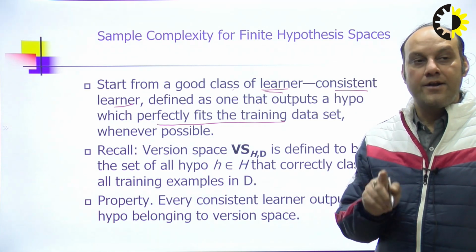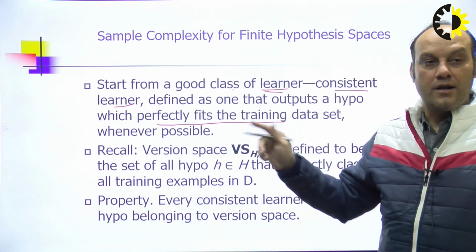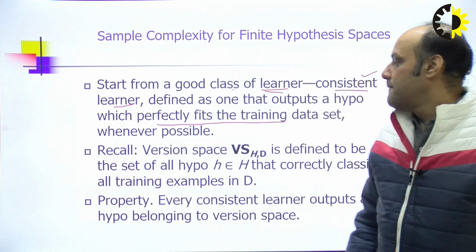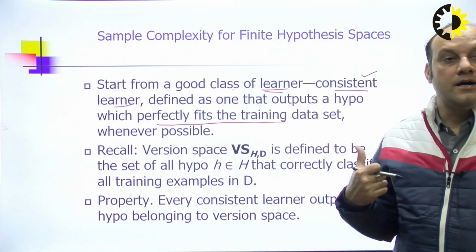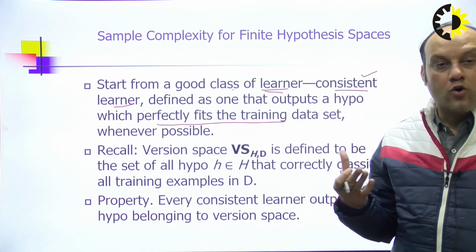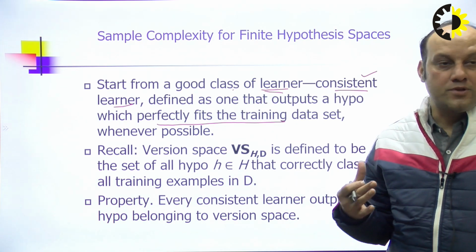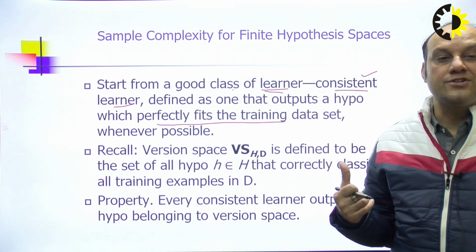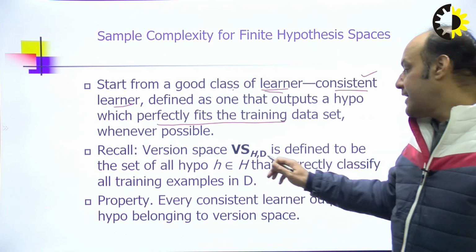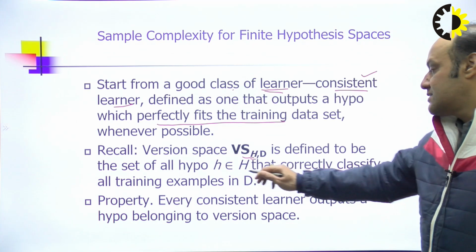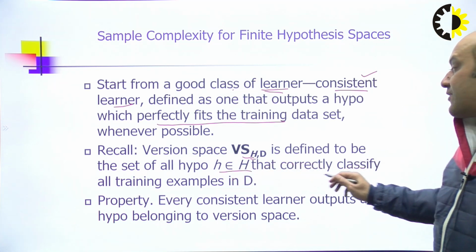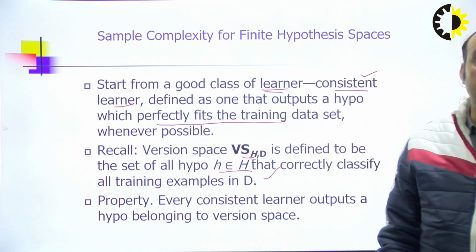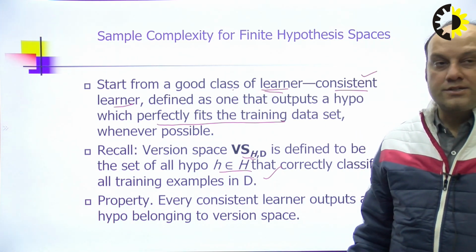And it will start from a good class of learner. That consistent hypothesis is defined as an output coming out from that hypothesis space. For understanding this, let us recall the definition of version space, defined as VS_H,D, the set of h belonging to H that correctly classify all training examples in D. And the property is that every consistent learner outputs a hypothesis belonging to the version space.